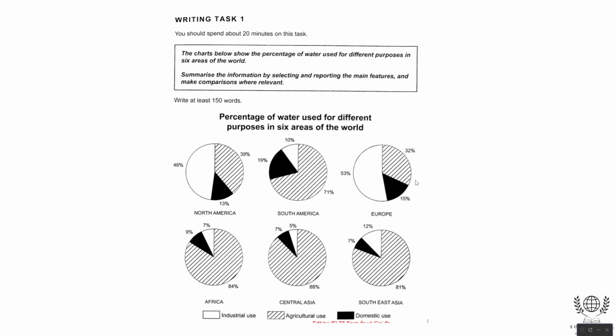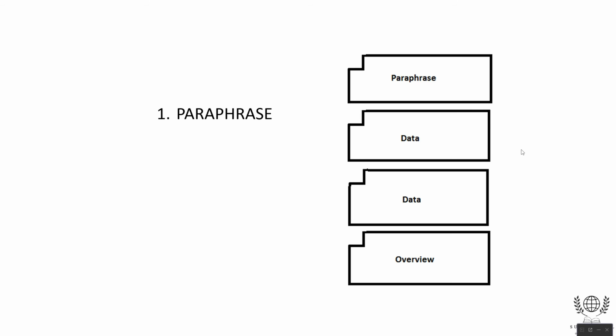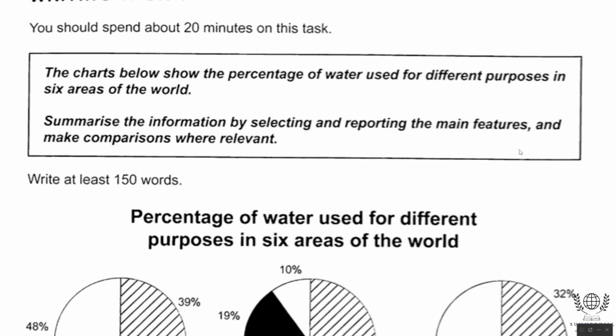Here we have 6 pie charts once again. And again, we could be tempted to spend time looking at these pie charts, starting to look at the statistics, compare differences. But instead of that, we're not going to waste any time. We're going to go ahead and start with our paraphrase. So we're going to move straight into that one sentence. We're going to ignore everything.